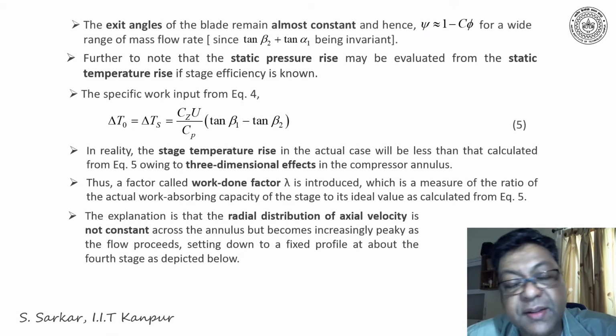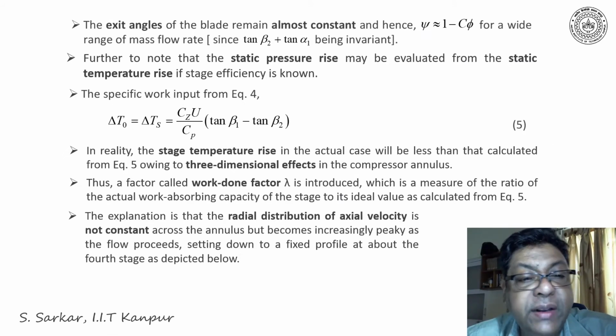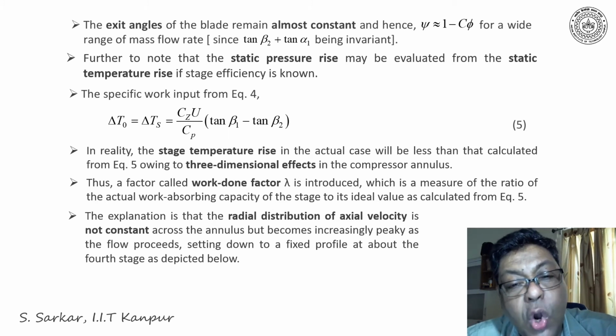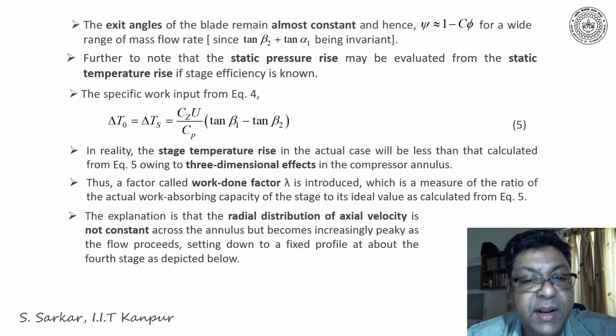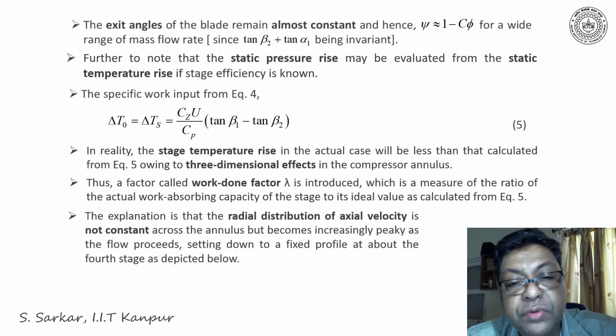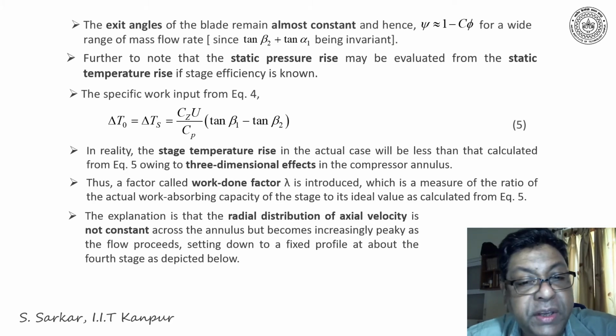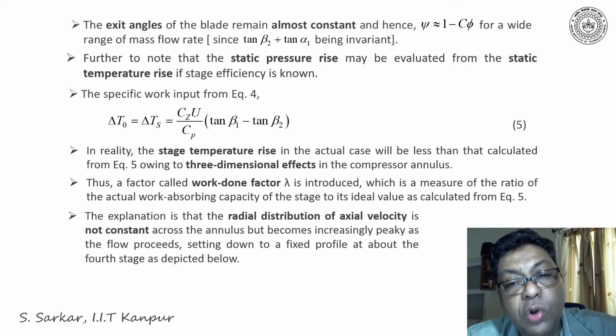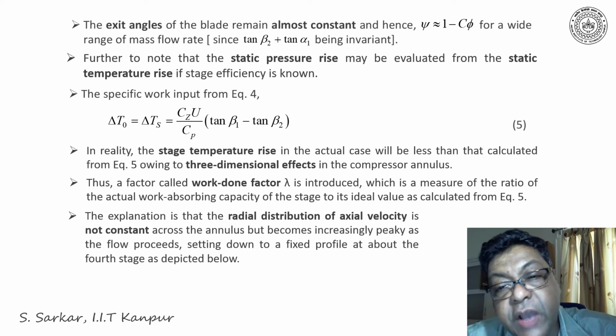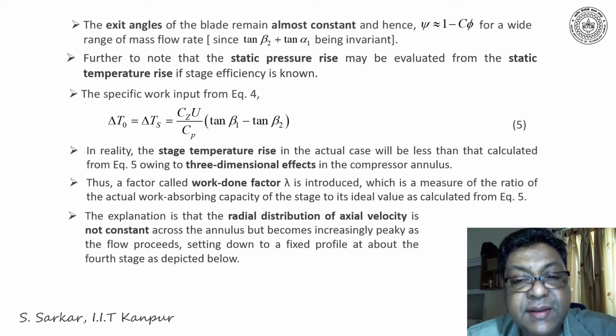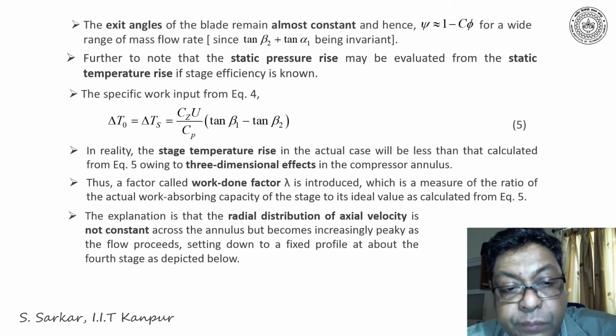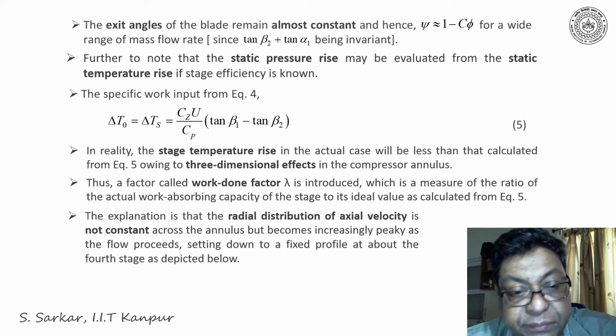I would like to state here that the exit flow angles of the blade remain almost constant. Here, beta 2 is the exit flow angle of the rotor and alpha 1 is that of the stator. Thus, the summation of tan beta 2 and tan alpha 1 will be invariant. Hence, following the earlier equation, Xi would be approximately equal to 1 minus some constant into phi. That is, the Xi-phi relation would be linear for a wide range of mass flow rate.